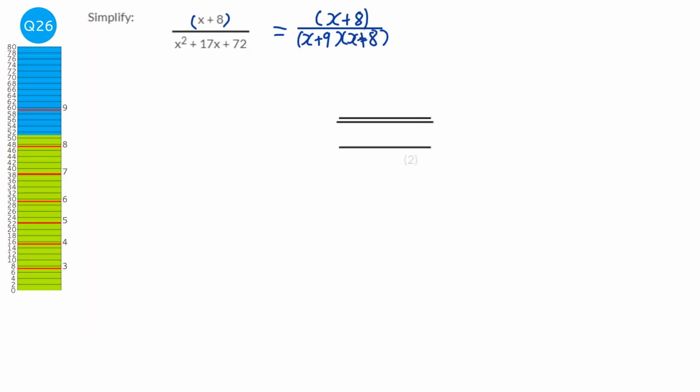Now with fractions, if you've got the same factor at the top and the bottom, you can just divide them out. So I'm going to divide top and bottom by the x plus 8. Now when you divide it out, it actually leaves a 1, because we're doing x plus 8 divided by x plus 8, which will leave a 1. And it leaves a 1 at the bottom, but x plus 9 times 1 is just x plus 9.